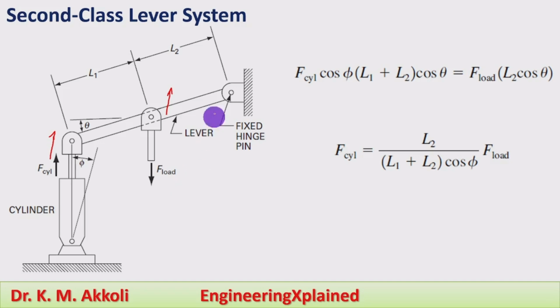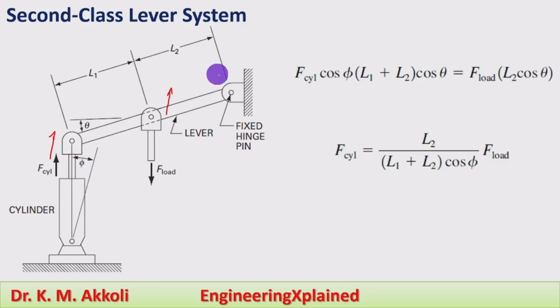Here also we take the moments about the hinge point. The moment of the load about the hinge point is acting in the clockwise direction, and the cylinder force moment is also about the hinge point, so we take F cylinder cos phi.